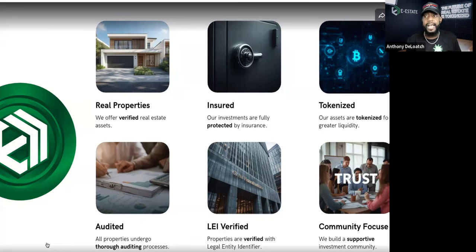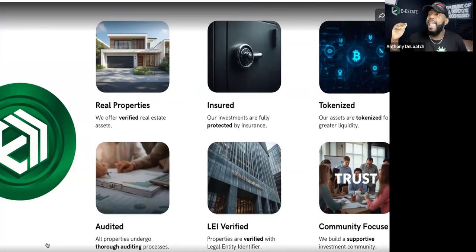Now, let me tell you guys, over here, we're not dealing with metaverse properties. Over here, this is not e-commerce. I know there are a lot of people throwing around the name digital real estate, but can I tell you, this is tokenized real estate where we have real, verified real estate assets.